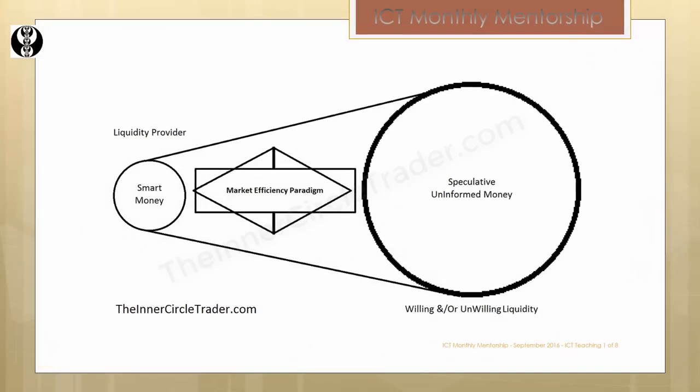Now understanding those 2 characteristics together will give you a greater understanding of the market efficiency paradigm, how the smart money interprets price, and how they influence the general populace or the speculative uninformed money. It's going to be a rather illuminating tutorial actually.